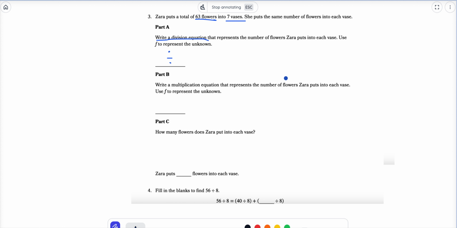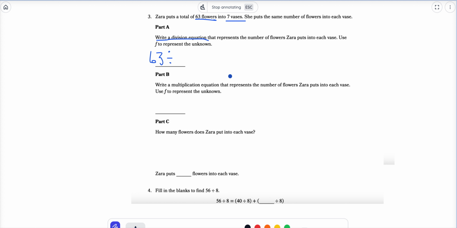And then Angel, tell me something. When we have a division equation, what number always comes first? The big number, the total. Angel, in our question, Zara puts a total of 63 flowers into 7 vases. Which one is the bigger number? 63, so that needs to come first.